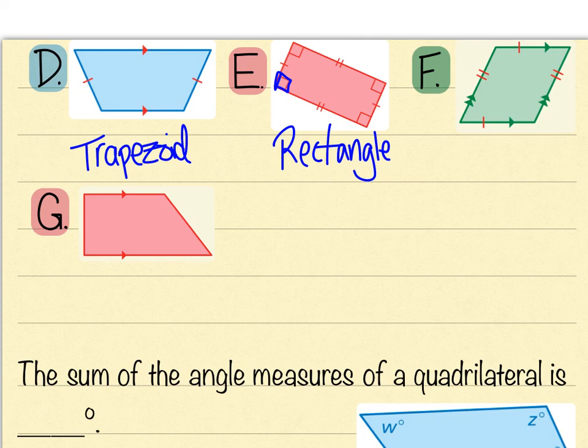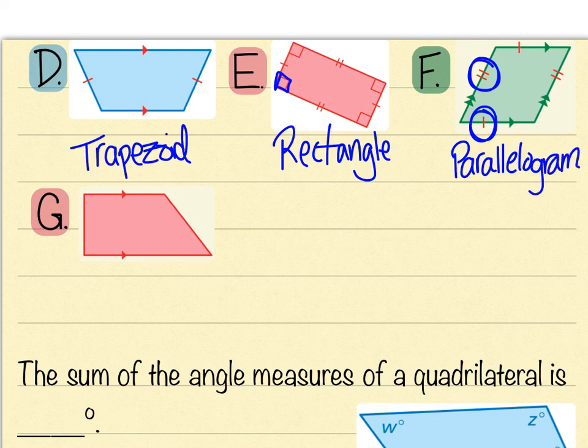For example F, we have a parallelogram that looks like all the sides are equal, but they are not. You'll see this one has one little mark there. This one has two little marks. So it looks like it would be a rhombus, but it's not. It is just a parallelogram.